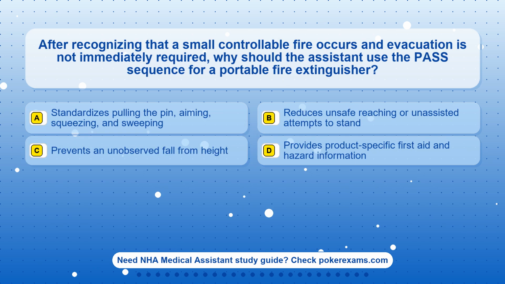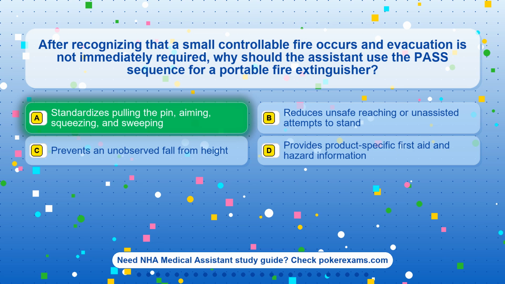Question 8. After recognizing that a small controllable fire occurs and evacuation is not immediately required, why should the assistant use the PASS sequence for a portable fire extinguisher? Option A, standardizes pulling the pin, aiming, squeezing, and sweeping. Option B, reduces unsafe reaching or unassisted attempts to stand. Option C, prevents an unobserved fall from height. Option D, provides product-specific first aid and hazard information.